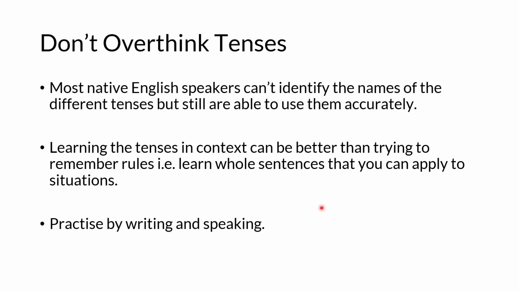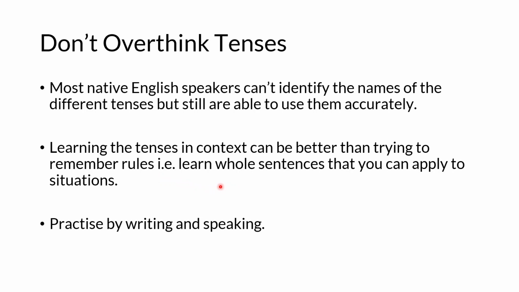So it's important to not overthink tenses too much. Even most native English speakers can't identify the names of the different tenses, but they can still use them accurately. So that's because they learn them in context, and also native speakers are practicing writing and speaking tenses all of their lives, so it just becomes natural for them. This is a really good way to learn this.